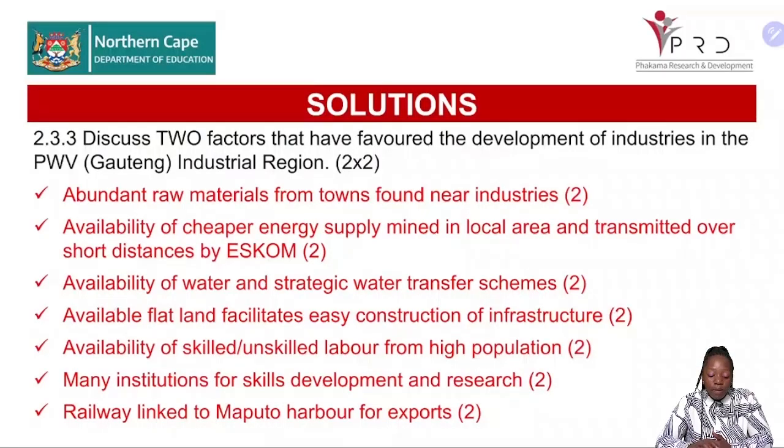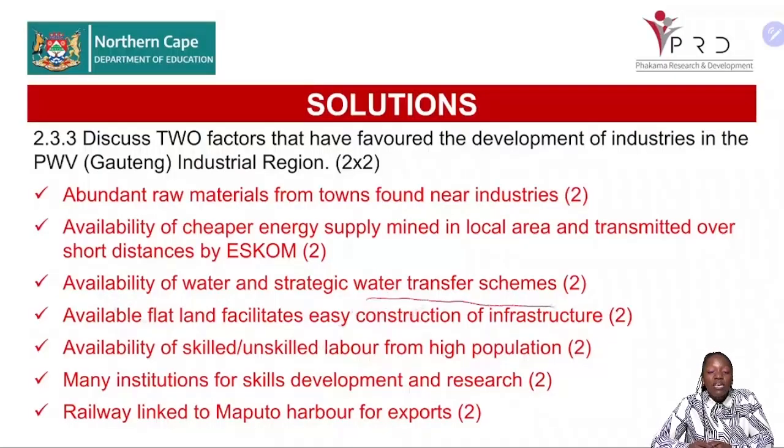Also, the availability of water and strategic water transfer schemes. Remember, even if Gauteng can be dry at times, because they've got these water transfer schemes, it means they will never run out of water. And also, water is needed for processing and manufacturing of the raw materials. So therefore it also becomes a favoring factor because they do have water that is available.